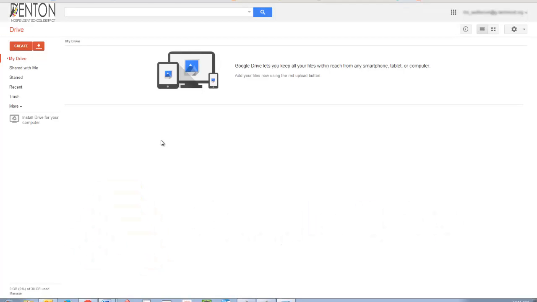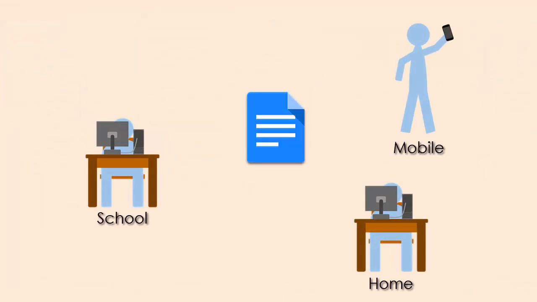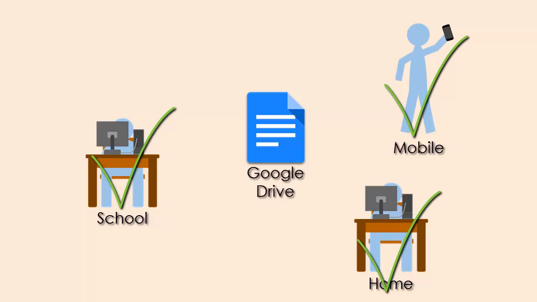Sometimes networks only let you access your files if you're logged into a computer on the same network. For example, if you create a document on your computer at school and save it to your H drive, you can only access that document on a school computer, not at home and not on your mobile device. If you create that file in Drive, you can access it anywhere that you have a connection to the internet.